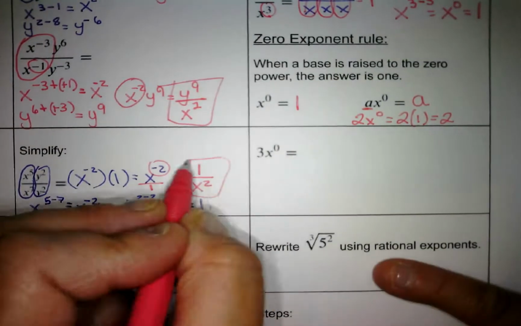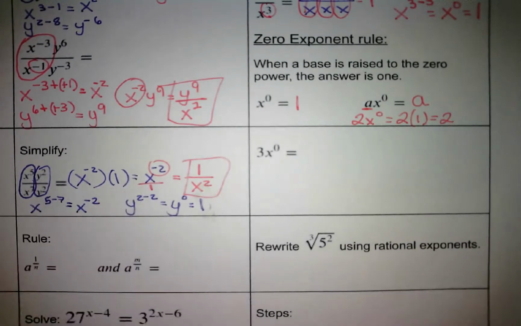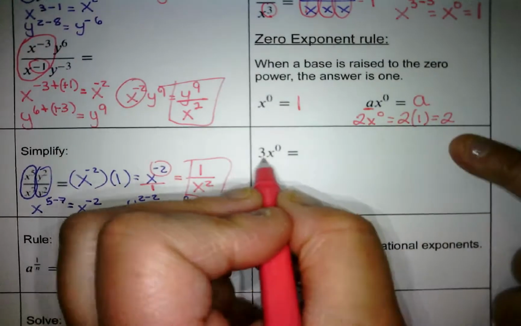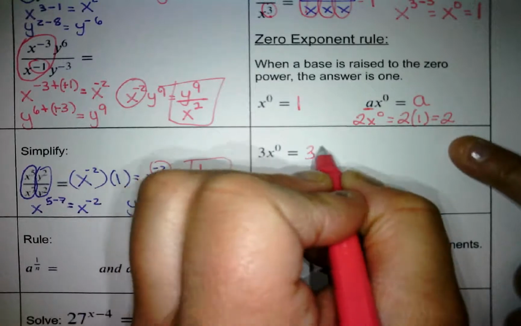3x to the 0 power is really 3 times x to the 0 power, which is 1, and 3 times 1 is just 3.